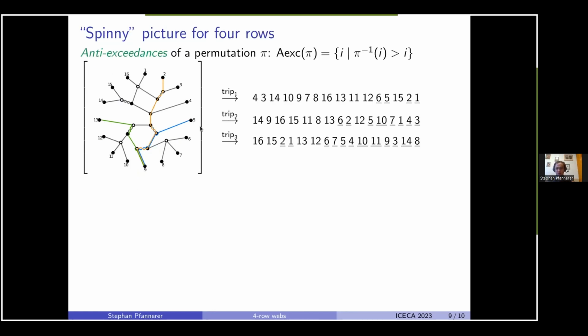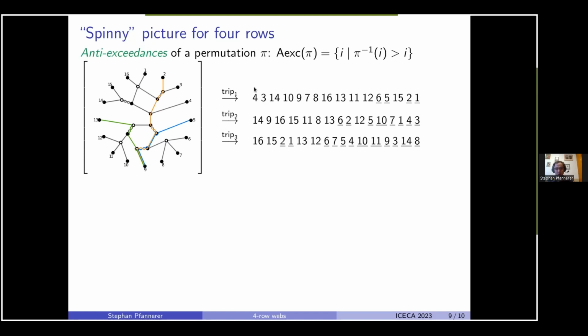We want to map to standard Young tableau, and there is a really nice map for how we get from our web to a standard Young tableau. For this, we need the anti-exceedances of a permutation. Here's the formal definition. It's maybe a little bit easier to imagine if you say, okay, let's write our permutation in two-line notation.